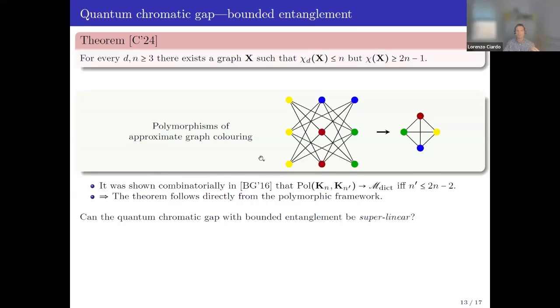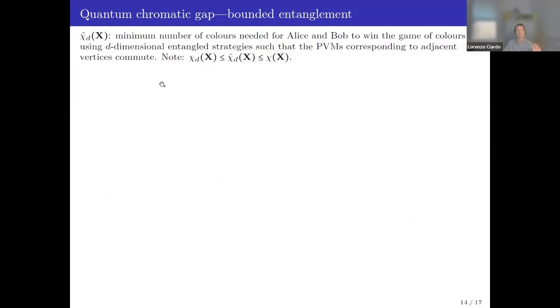So is it possible that the quantum chromatic gap is actually super linear? This in principle could be possible. And I want to show now very briefly that this is not possible if you restrict the quantum chromatic number to use commuting strategies. So this is what I mean. Let's define chi d of x to be the minimum number of colors that Alice and Bob need to win the game of colors using d-dimensional entangled strategies, so measurements over C^d. And up to now, this is the definition of chi d of x, so the quantum chromatic number. But then let's also assume that the measurements commute whenever they correspond to adjacent vertices.